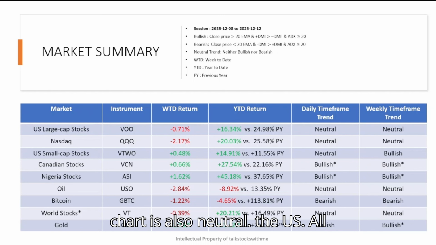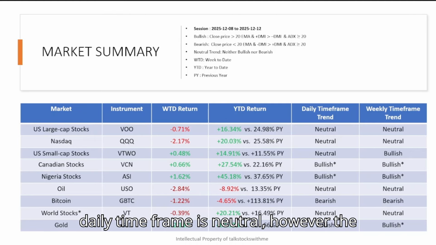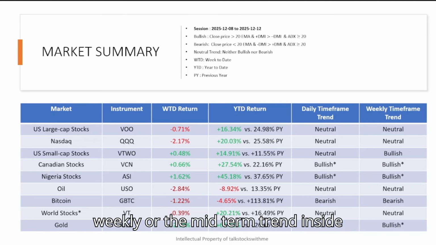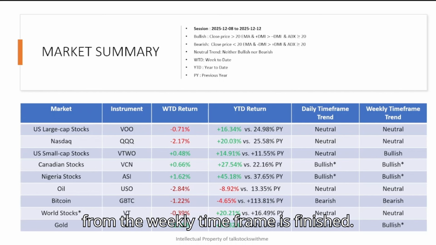The US small cap stocks, tracked by the performance of the ETF VTWO, this week posted a move of positive 0.48%. Year to date, VTWO is up positive 14.91%, exceeding last year's overall performance of 11.55%. The short-term trend on the daily time frame is neutral. However, the weekly or the mid-term trend inferred from the weekly time frame is bullish.